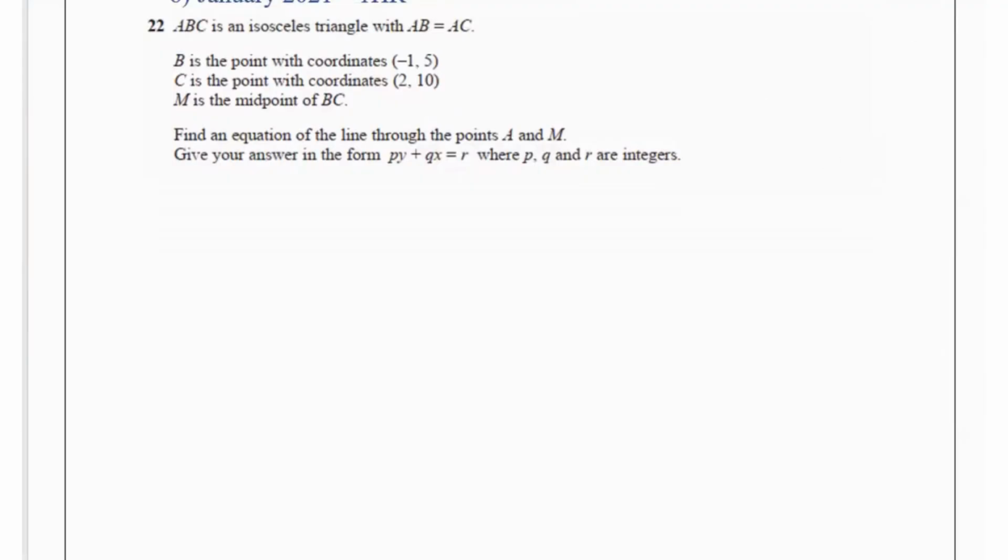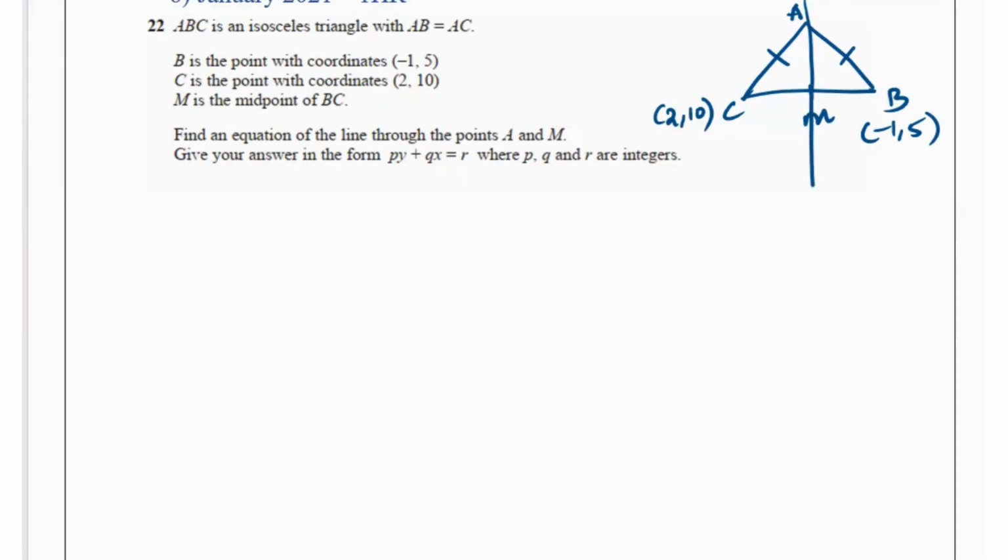Then this question says that ABC is an isosceles triangle with AB equals AC. So let's draw it. A, B, C, AB equals AC. B is the point with coordinates negative 1 and 5. C is the point with coordinates 2, 10. M is the midpoint of BC, which means this is also your line of symmetry for the isosceles triangle because AC is equal to AB. Find the equation of the line through the points A and M. So we have to find the equation of this line of symmetry.